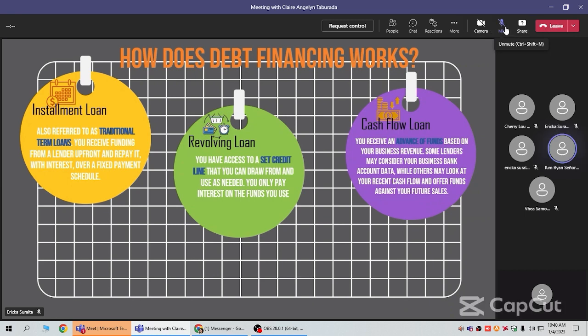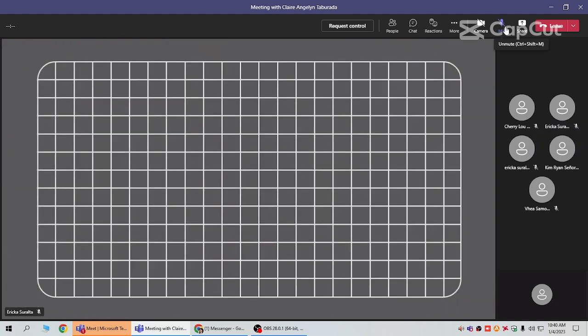Third, cash flow loan. A cash flow loan is an unsecured loan granted by banks or other financial institutions to companies. It is used to increase working capital so the company has short-term cash available to pay its bills. So next slide please.